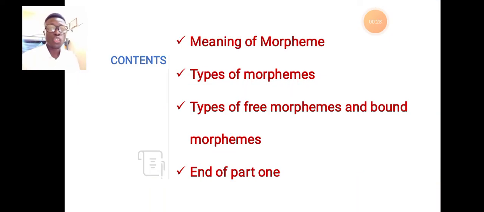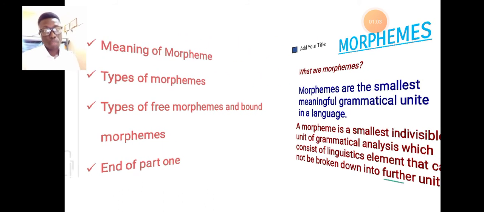So, looking at the content here, we can see what we are about to look at for today. We are going to look at what the meaning of morpheme is, what types of morpheme we have, and the types of morpheme, we are saying that there are two. Under those two, we are going to look at what is in there. We are going to go into details to make sure we are satisfied with our understanding of this topic. All right, so let's not waste much time. Let's just go on with our business for today.